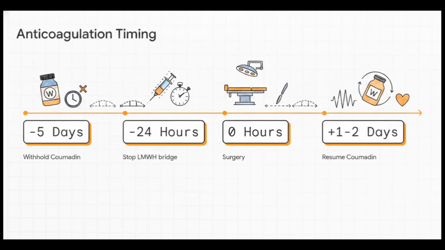Let's walk through this precise bridging timeline for a patient on warfarin or Coumadin. Because warfarin's effect hangs around for days, it's normally withheld for 5 full days preoperatively. For high-risk patients, we bridge them with low molecular weight heparin. Now, that bridge must be stopped exactly 24 hours prior to surgery. Postoperatively, because Coumadin takes a few days to reach therapeutic levels, you typically resume it on post-op day 1 or 2, while continuing the heparin bridge until the INR is actually therapeutic.